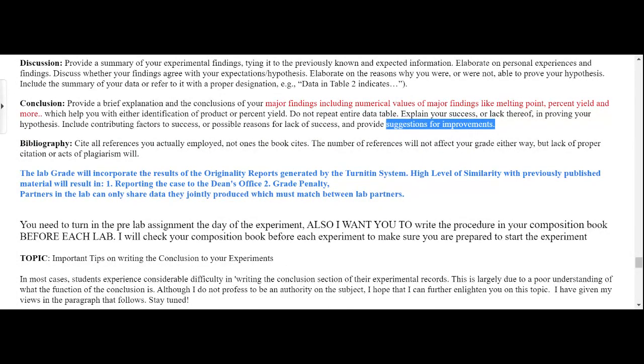If you got a low percent yield, what to do not to lose the product? If you got a low melting point, what to do to purify your sample? Maybe your sample was just not dry enough, and you can help them to get better results.